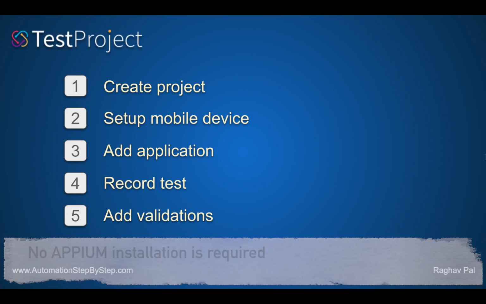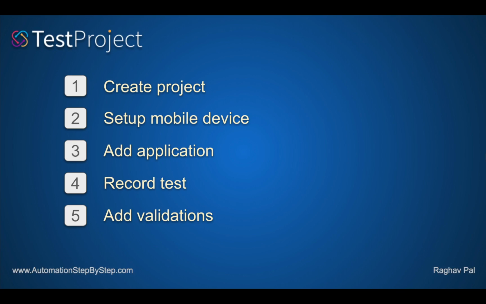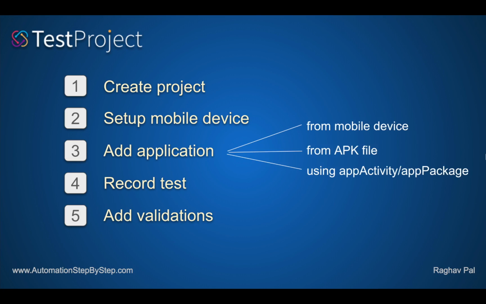So we will do these 5 basic steps. We will create a project, set up the mobile device, add application, and we have multiple ways of adding an application. We can add application directly from our mobile device. We can use a APK file, or we can use the app activity and app package information of the application. I will show you all these 3 ways.